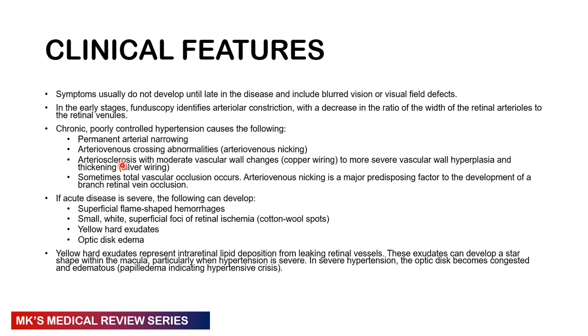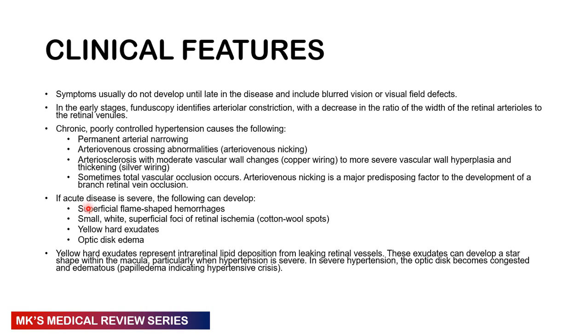Then arteriosclerosis with moderate vascular wall changes is your copper wiring, and more severe vascular hyperplasia and thickening is what we refer to as the silver wiring. So you first have the copper wiring, then the silver wiring. There'll be an increase in the reflectiveness of the blood vessels. Then sometimes total vascular occlusion can occur. Arteriovenous nicking is a major predisposing factor to the development of a branch retinal vein occlusion.